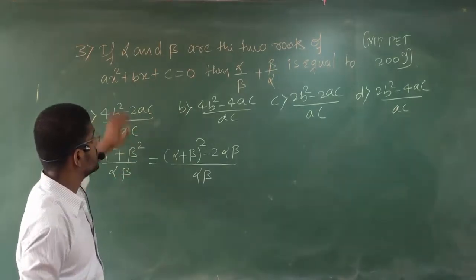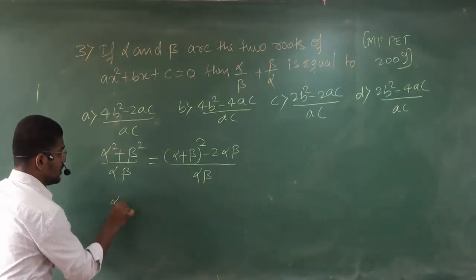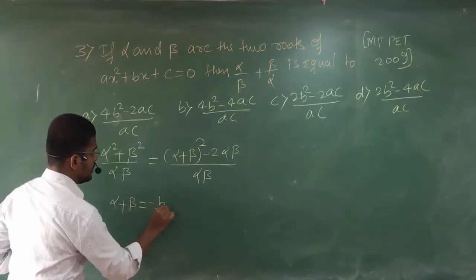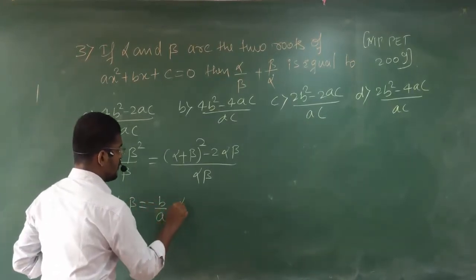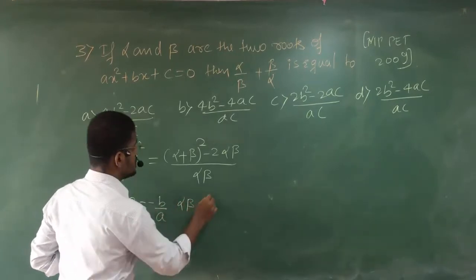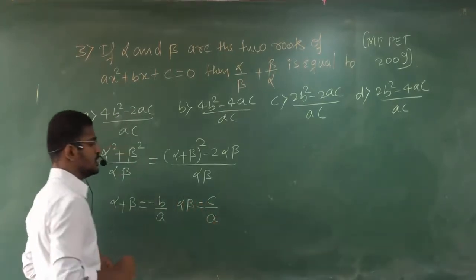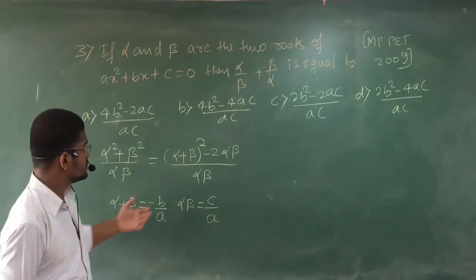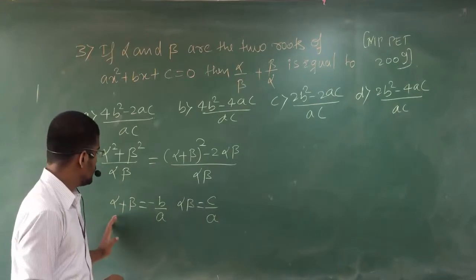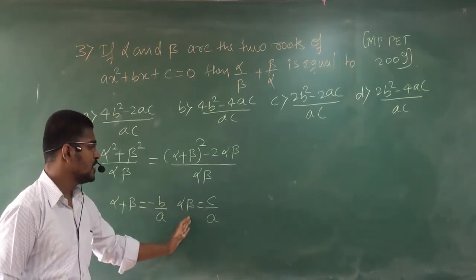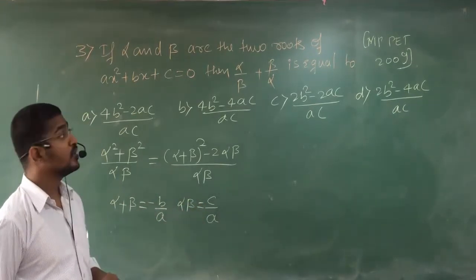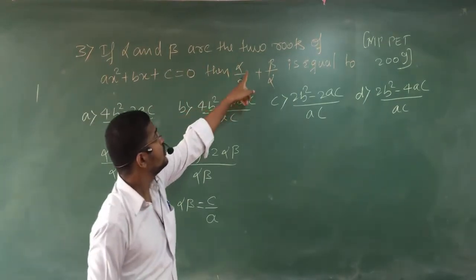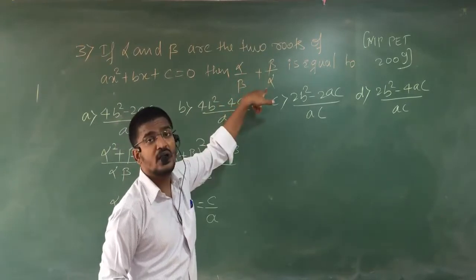So from this you can write alpha plus beta equal to minus b by a, alpha into beta equal to c by a. You can write these two terms. Clear? So now you can use the same terms in this particular equation. Alpha plus beta equal to minus b by a, alpha into beta equal to c by a. Because what they are asking, if this is given, what is alpha by beta plus beta by alpha?